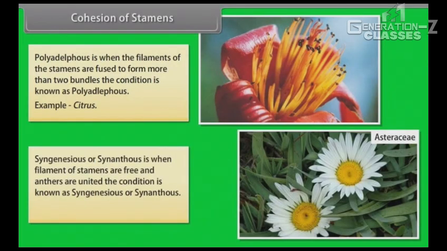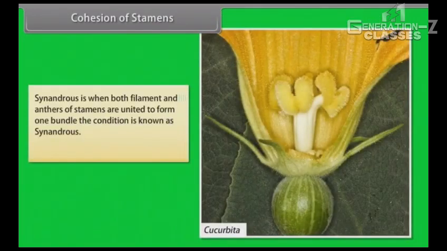Syngenesis or synanthus is when filaments of stamens are free and anthers are united. Example, Asteraceae. Synandrous is when both filaments and anthers of stamens are united to form one bundle. Example, cucurbita.